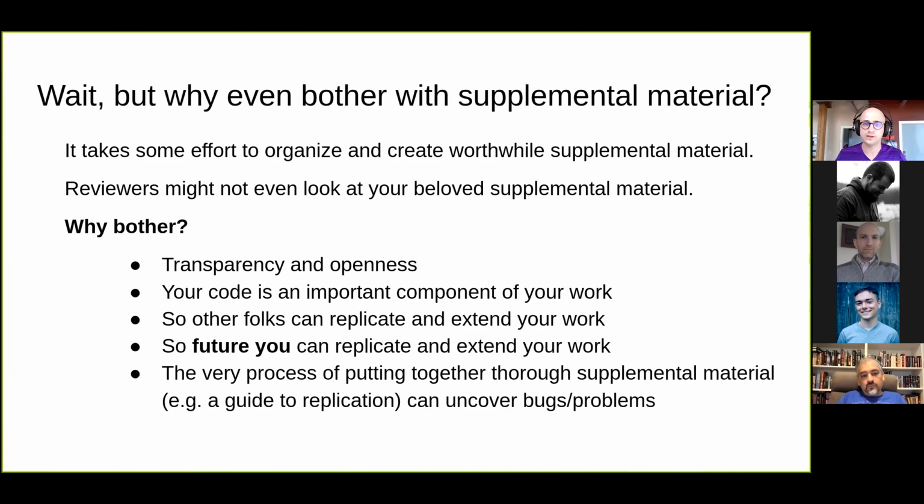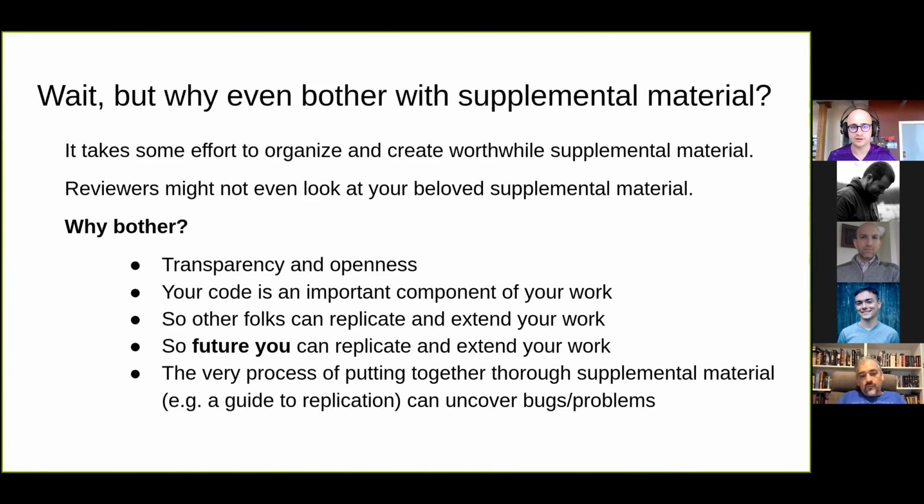So transparency and openness. We want to be transparent, especially in computational research, with our code, what we're doing. So putting together good supplemental material is important for being transparent and open. Your code is an important component of your work, so you should present your code in a context that is appropriate for code. Good supplemental material helps other folks to replicate and extend your work. So if you want other people to build on your work, make it easy for them to build on your work.